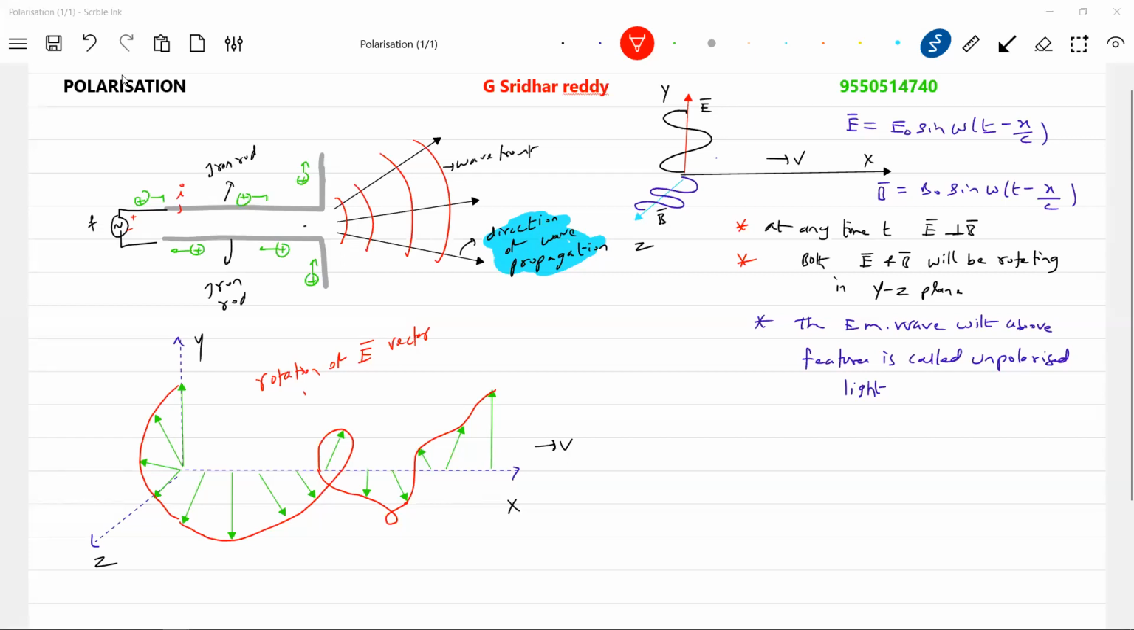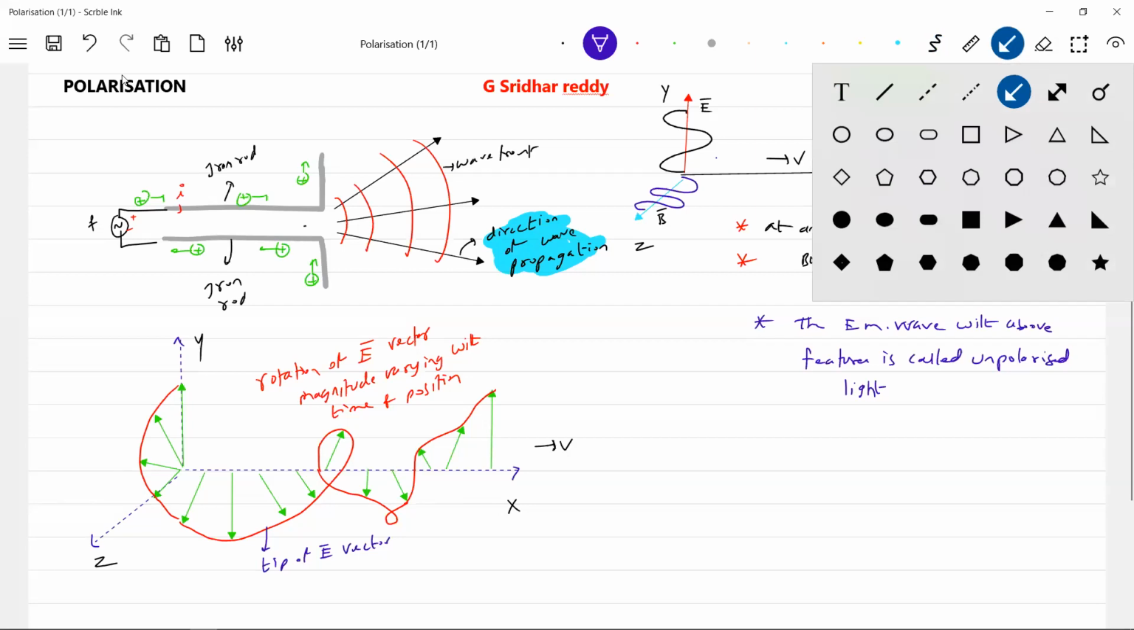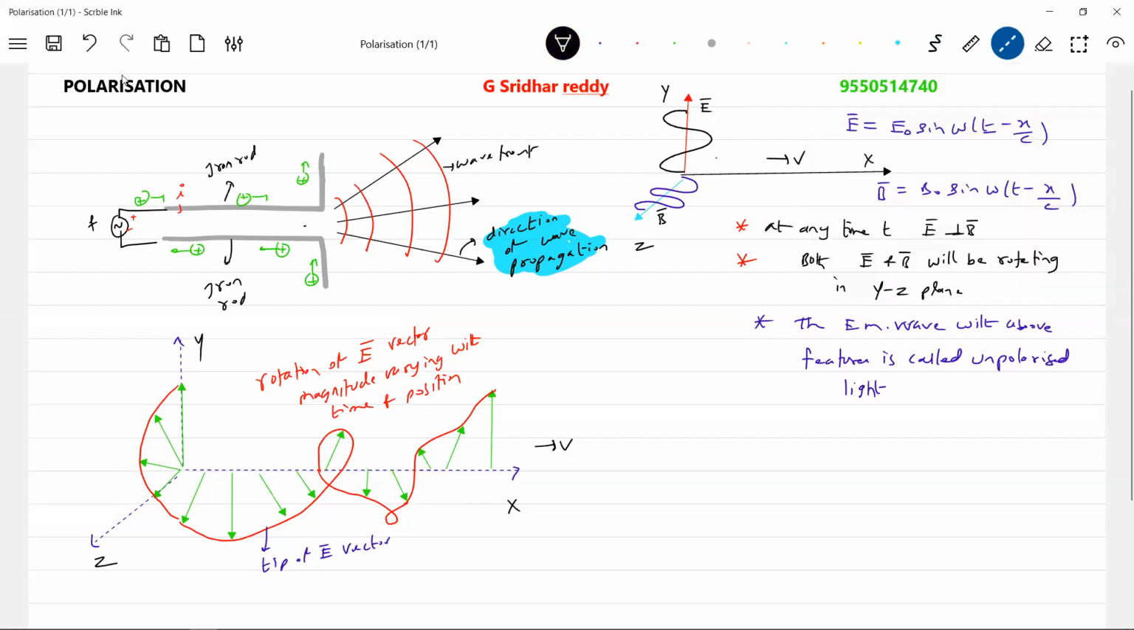Rotation of E bar vector and magnitude varying with time and position. That tip, what is this red color one? The red color one is the tip of the E bar vector. So you may find it a little bit difficult. So what are we actually doing here?